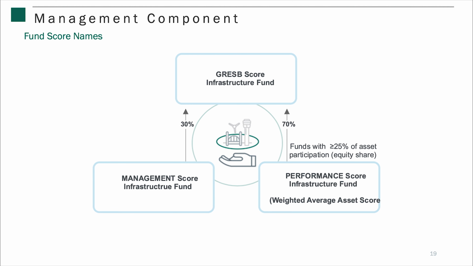In this diagram, we see the names of the different fund scores. The score for the management component is called Management Score Infrastructure Fund. This component is weighted at 30% of the overall GRESB Infrastructure Fund assessment, and so the total score is also out of 30 points for this component. The score for the performance component is called the Performance Score Infrastructure Asset, and is also the weighted average asset score, and is out of 70 total points. The overall or combined score for the fund is called the GRESB Score Infrastructure Fund, and is out of 100 points.